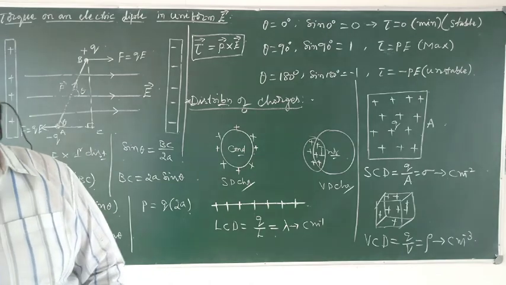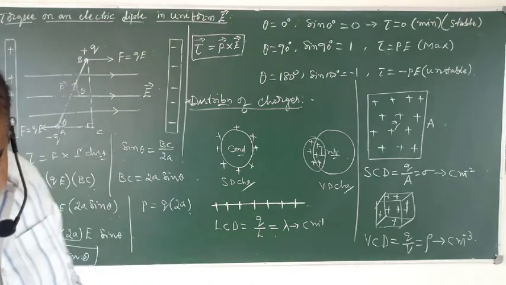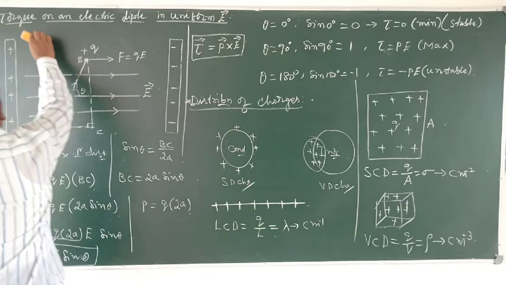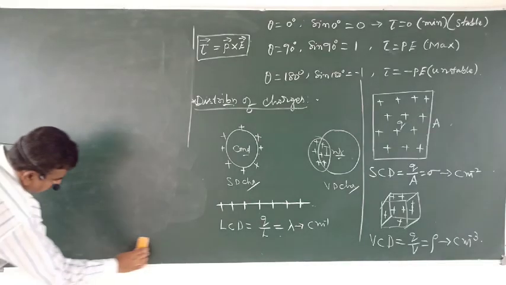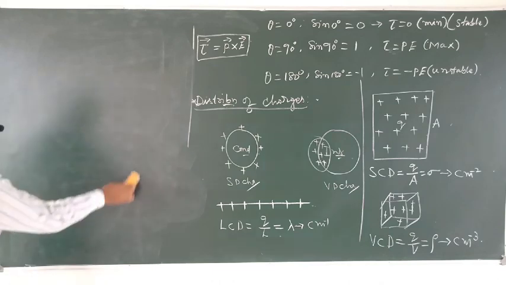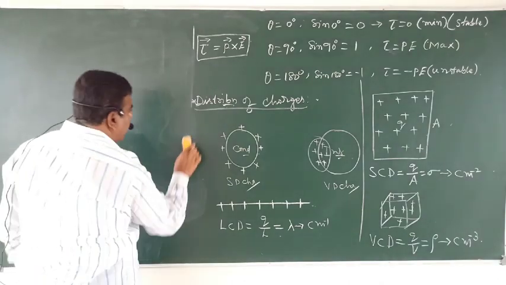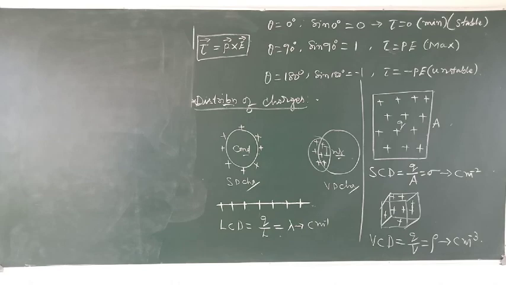Okay. Next we shall move on to electric field lines. The lines drawn in an electric field are called electric field lines.